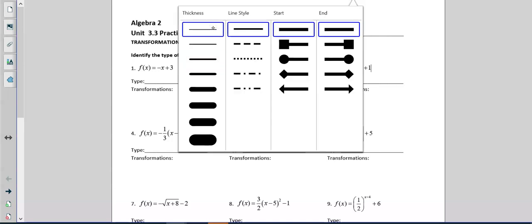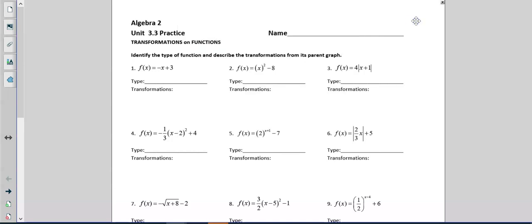All right, 3.3 practice. Identify the type of function and describe the transformation from its parent graph. All right, well, this is x to the 1 basically. We don't write 1, but it is 1. So that means it is a linear function.